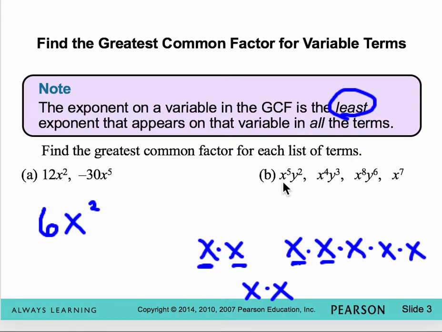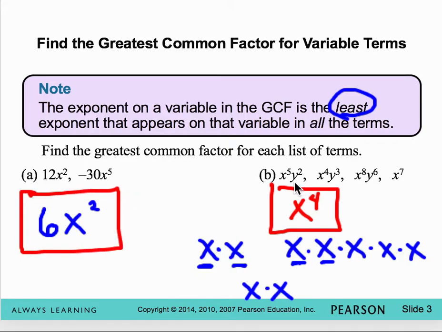So to find my common factor over here, x to the 5th, x to the, okay, they've all got x's, but it's the one with the smallest exponent, so it'd be x to the 4th. Y squared, hey, they don't all have a y, so x to the 4th is my common factor for these 4 different terms.